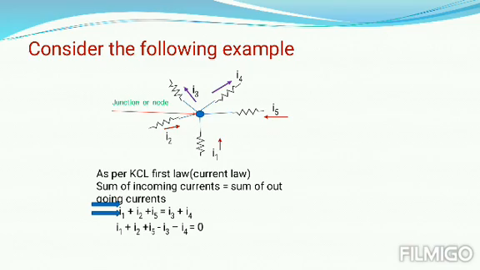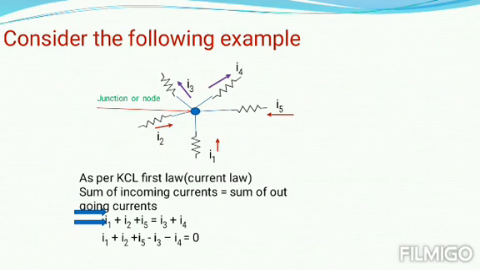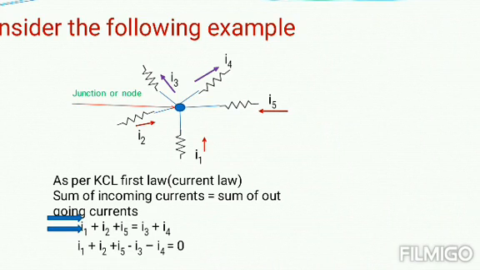Here, the junction is shown in this example by a blue dot, and 5 branches are there in which 5 currents are flowing in the respective directions. If we observe carefully, I1, I2 and I5 are flowing towards the junction, and similarly I3 and I4 are flowing away from the junction. Hence, according to Kirchhoff's current law, the sum of incoming currents is equal to the sum of outgoing currents. That implies I1 plus I2 plus I5 is equal to I3 plus I4.